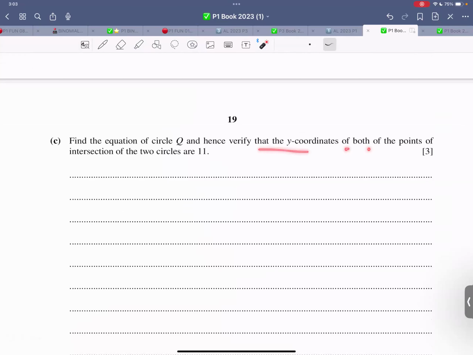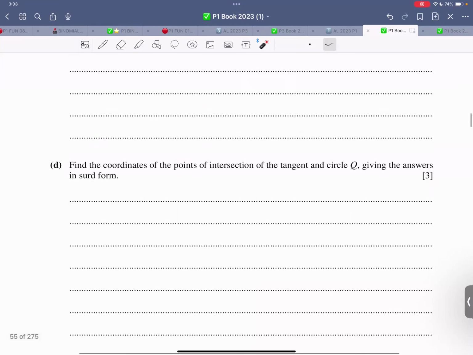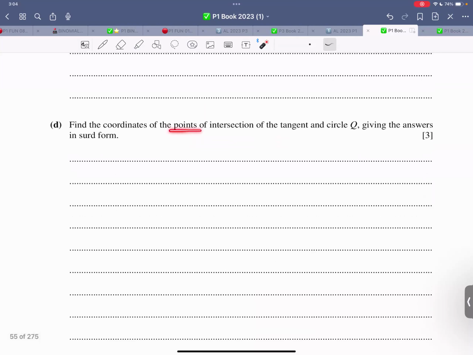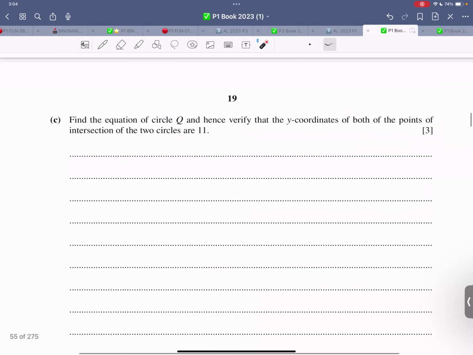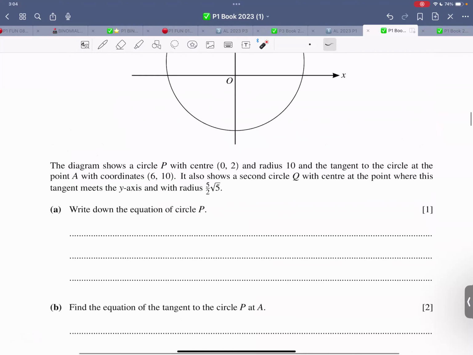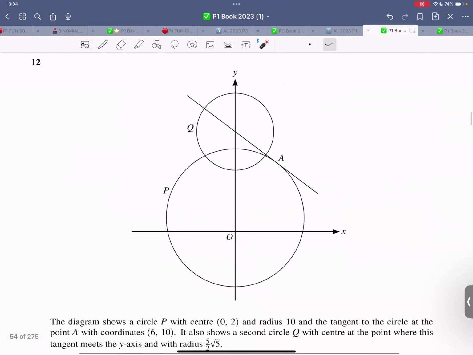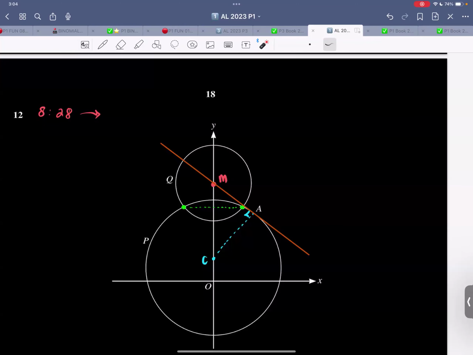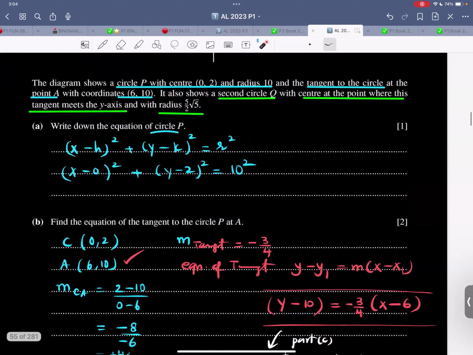Verify that the y coordinates of both of these points of intersection of the two circles are 11. This I have to show you the working. Find the coordinates of the point of intersection of the tangent and circle Q. This is a simultaneous equation giving the answer in surd form. 3 marks, 3 marks, 2 marks, 1 mark, altogether 9 marks. Okay, so let's get started. That was very basic.